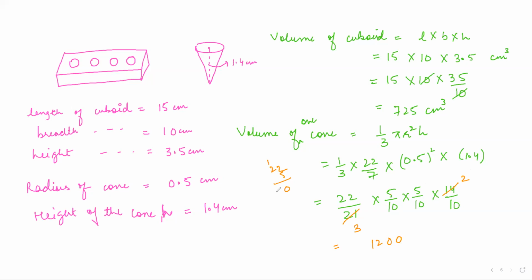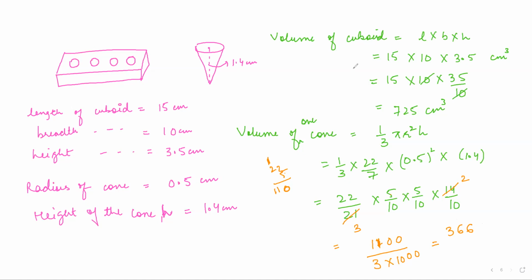Yes, ma'am. No, 5 into 2 is 10, right? And carry 1. 5 into 2 is 10. So I should get 1100, right? And then divided by 3, now divide 1100 by 3. So 3 into 3 is 9, then 20. So 3 into 6 is 18. And then 20 again. So 3 into 6 is 18, right? Sorry, what am I doing? Is that right?